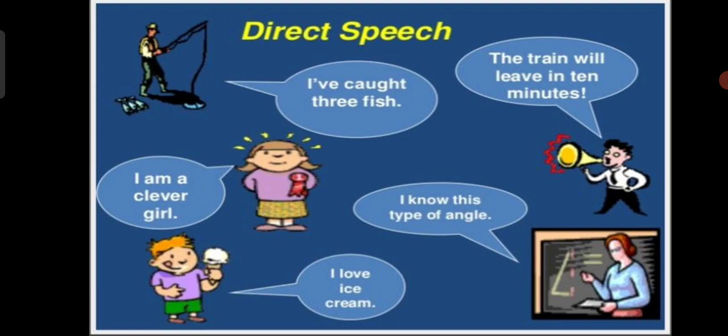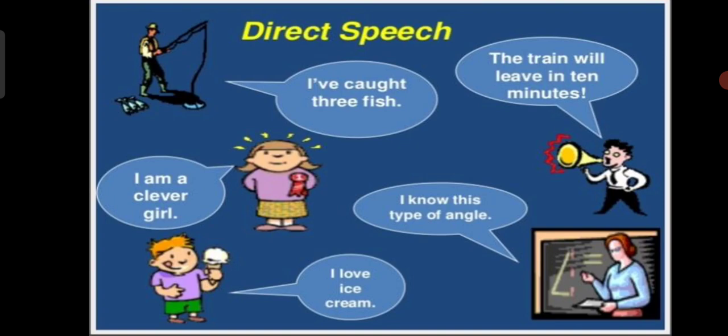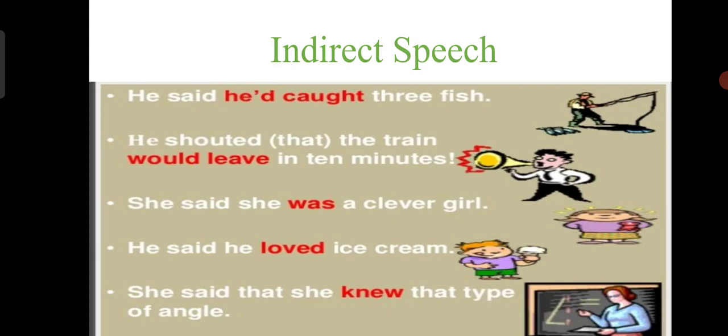I know this type of angel. She said that she knew that type of angel. Children, did you mark one thing? That when there is a direct speech, the speech is in present tense. But when we convert the direct speech into indirect speech, everything becomes past tense. Okay, children?